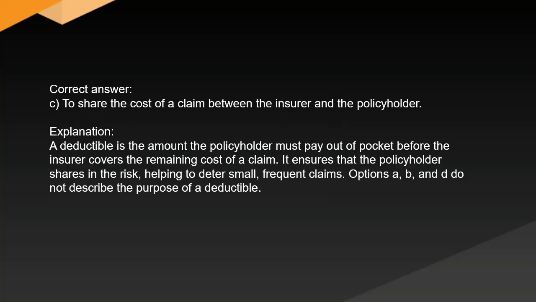Correct answer. C. To share the cost of a claim between the insurer and the policyholder. Explanation. A deductible is the amount the policyholder must pay out of pocket before the insurer covers the remaining cost of a claim. It ensures that the policyholder shares in the risk, helping to deter small, frequent claims. Options A, B, and D do not describe the purpose of a deductible.